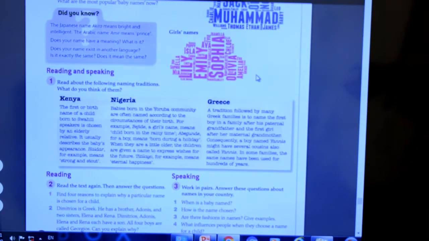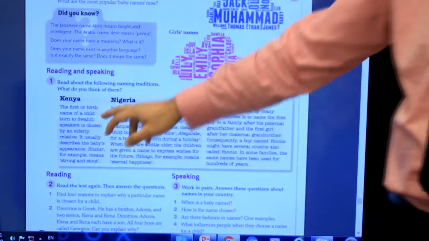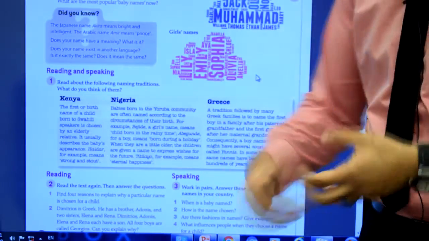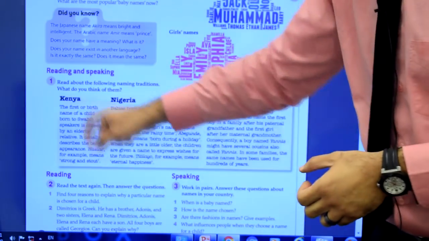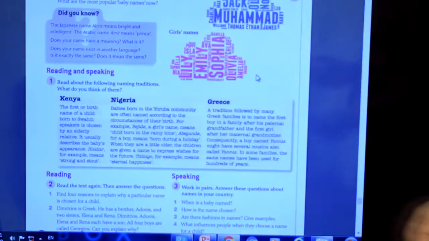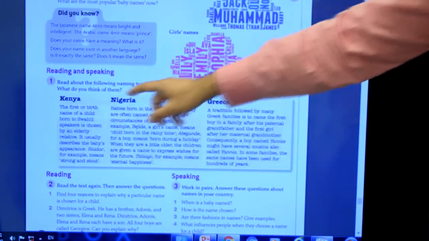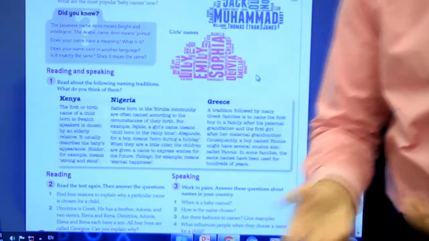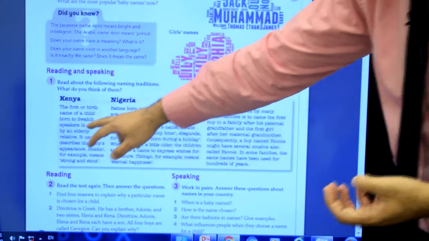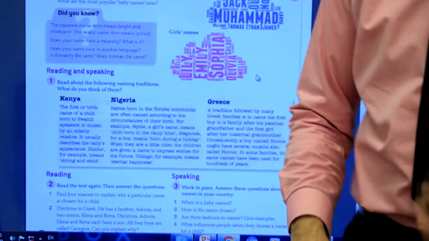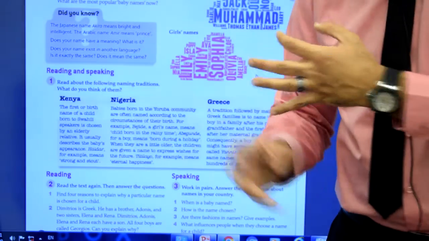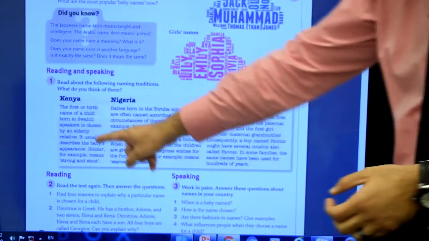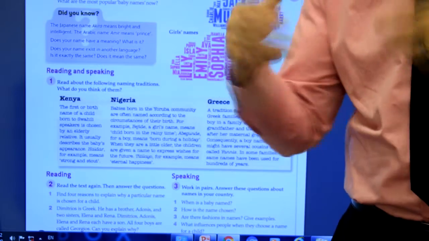Now, if we look at the three given parts in the reading, we have three different countries referring to three different traditions of how they name their babies or children. The first one is an African country called Kenya. It says the first birth name of a child born to Swahili speakers, because the mother tongue there is Swahili, is chosen by an elderly relative, maybe the grandfather, grandmother, or some elderly relative in the family. It usually describes the baby's appearance, how he looks.